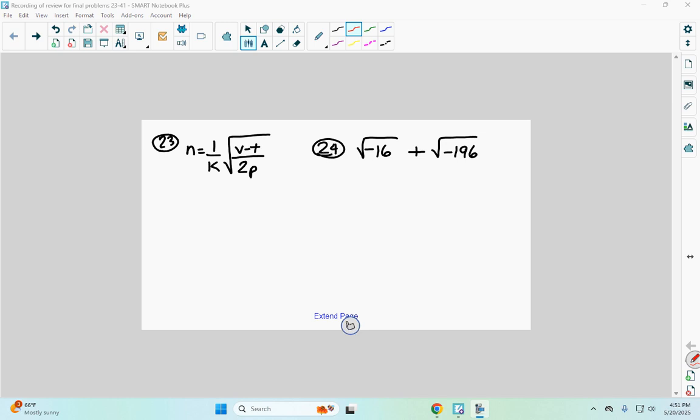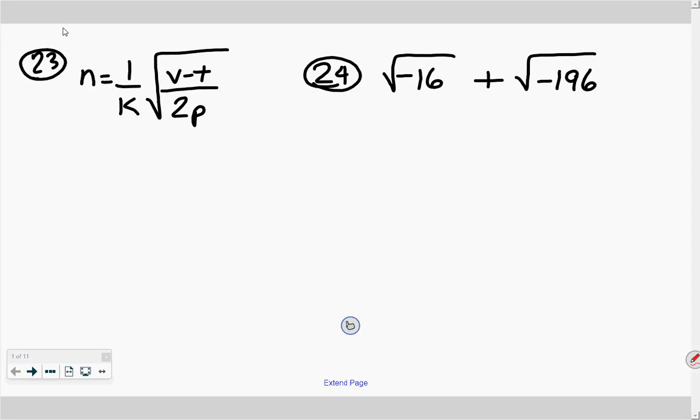Okay, here we go, finishing off the last one, so 23 through 41. On number 23 on your paper, it said to solve for k. So we're trying to isolate the k. We can't get rid of anything underneath the radical yet. We have to get rid of this part first.